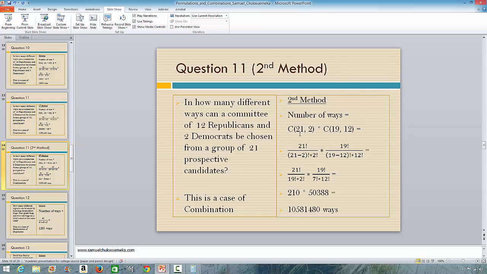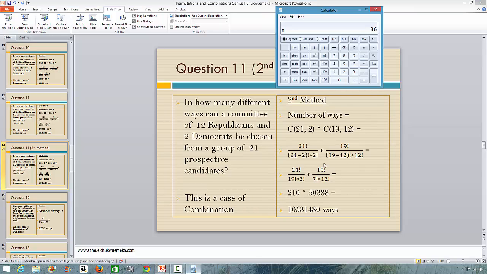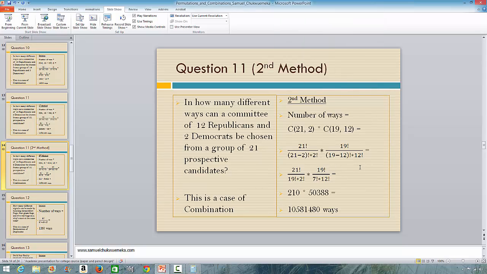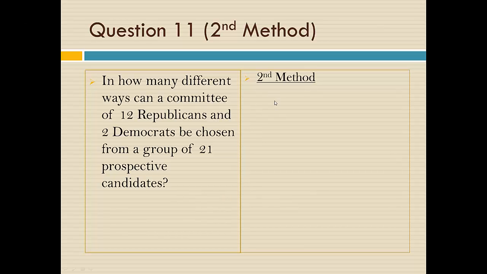You can first of all choose 2 Democrats from 21 people. Then you only have 19 remaining when you've done that. And then you now select the 12 Republicans from the 19 remaining. And when you do that, you now have this. Okay. So I think we shall go back to the presentation, because I've showed you how you can use the memory in your calculator. Let's go back to the presentation.